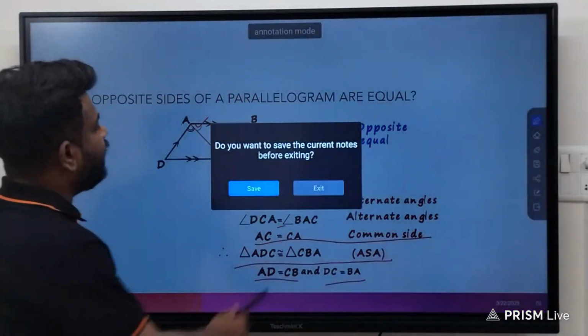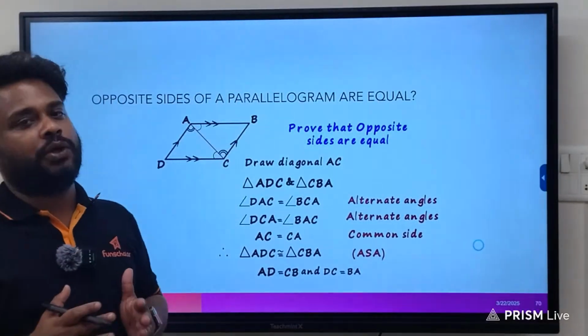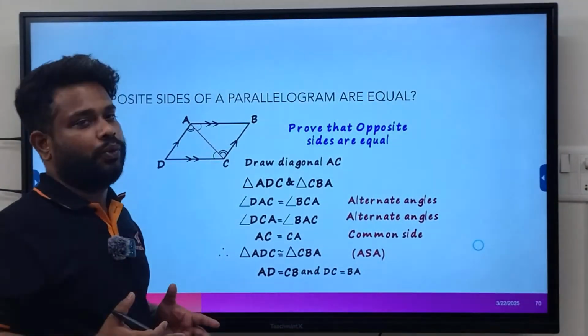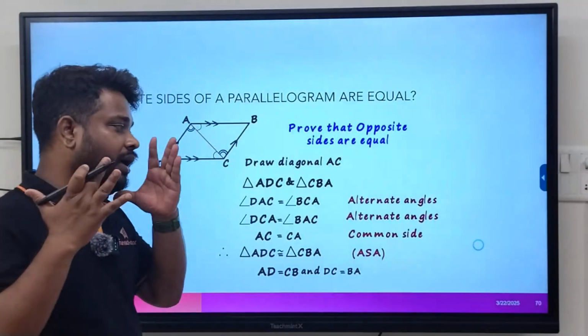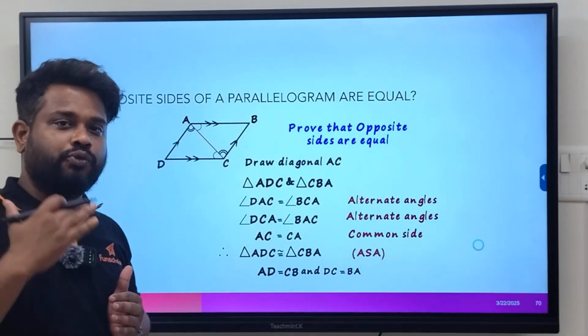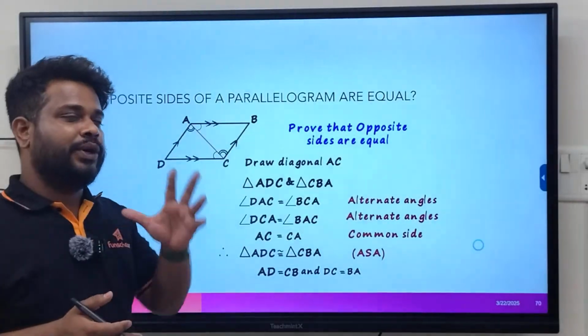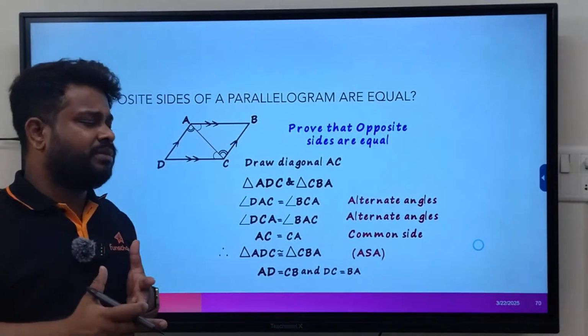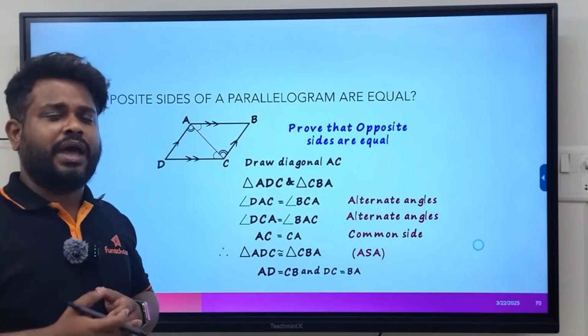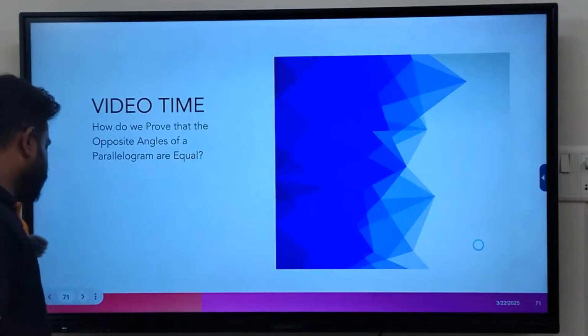So the main purpose of a theorem is that the properties which we already know or are learning, we have to prove them geometrically or using algebra or sometimes using some arithmetic. We have to prove them mathematically.